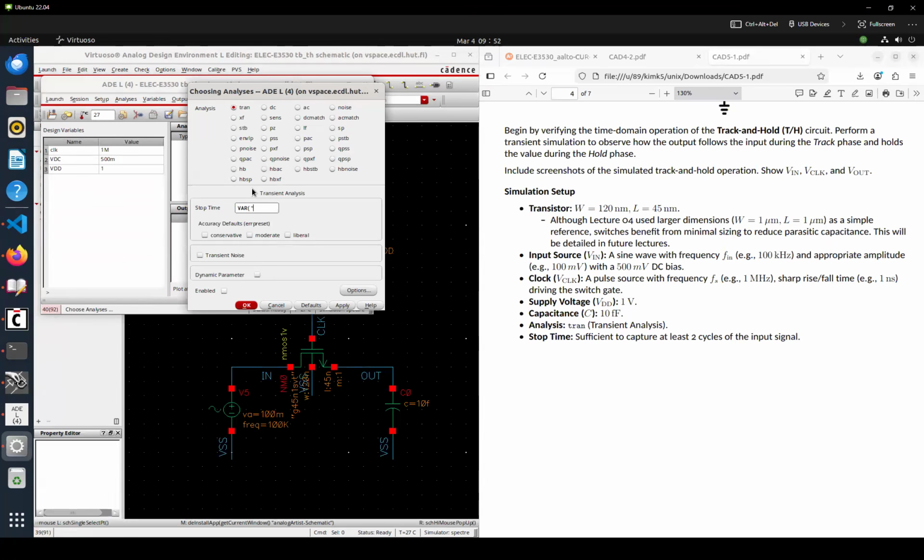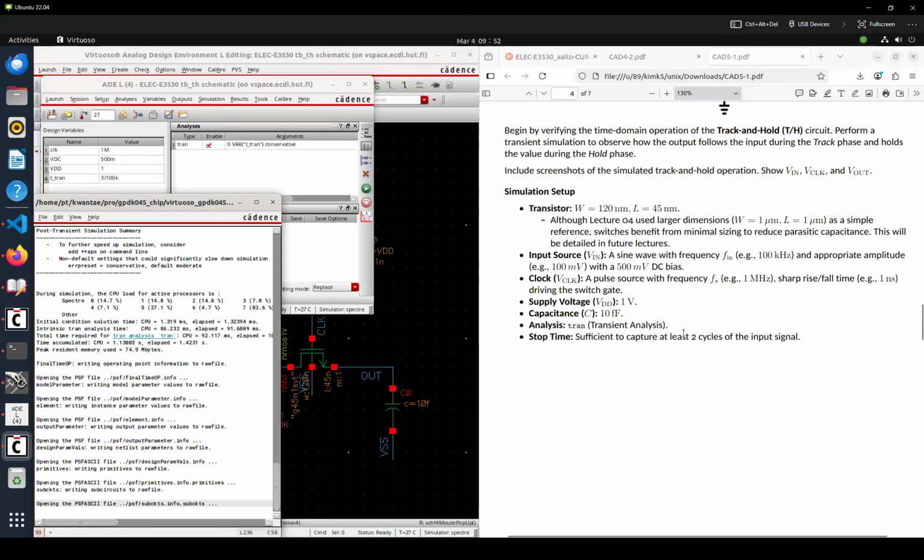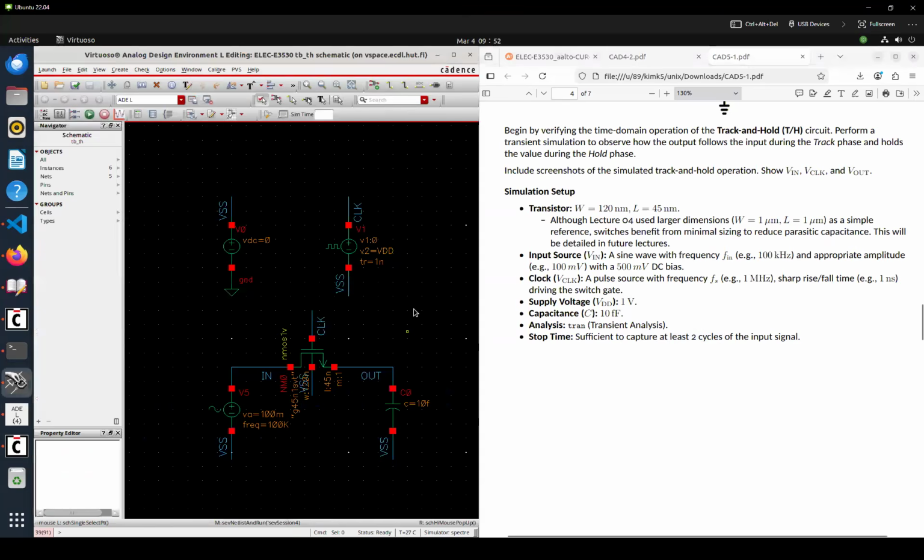And as user, we can set the transient variable, conservative. And for the transient simulation time, maybe we can just see 3 cycles. No, not clock. So order K. And let's run the simulation. At least 2 cycles of the input signal, right?